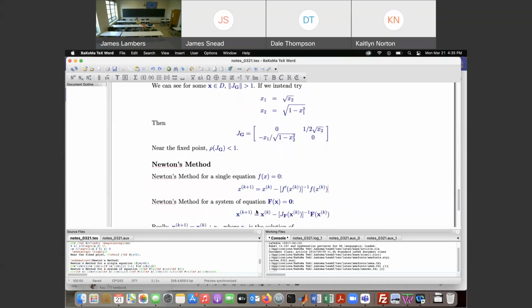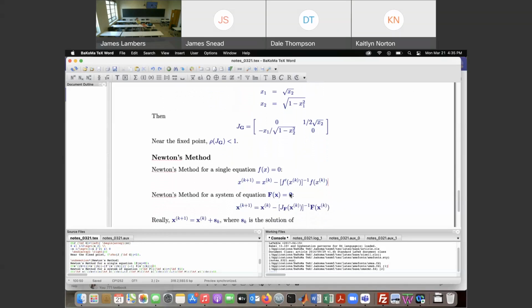And that's what is happening in the multivariable case. So I'm trying to solve capital F of x equals 0. So x_{k+1} is equal to x_k minus the inverse of the Jacobian matrix times F of x_k. So here I'm multiplying by the inverse of the appropriate derivative, which in this case is a matrix. So I can't really think about dividing anyway. I have to multiply by the inverse. And hopefully the Jacobian is non-singular or I'm going to have trouble.